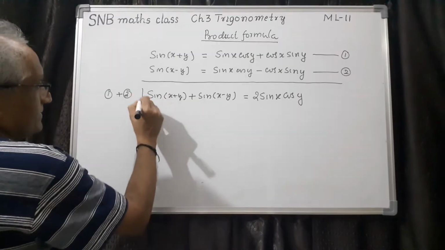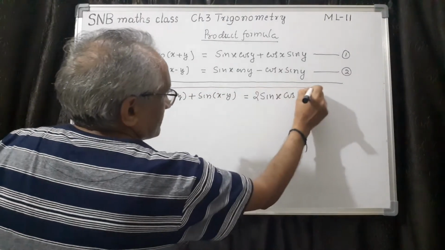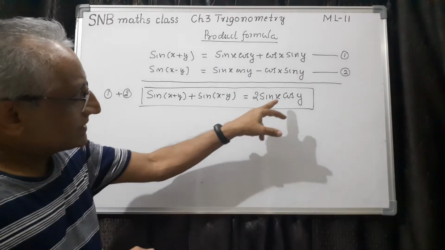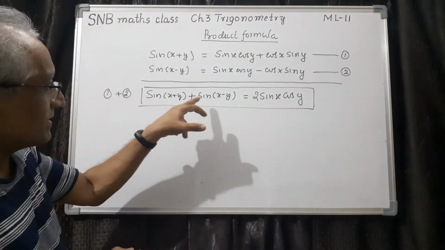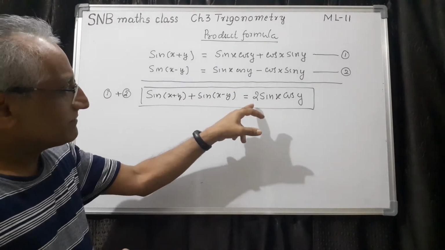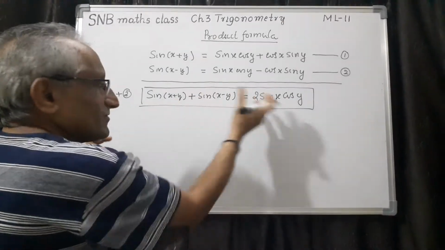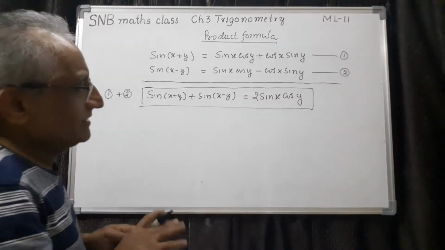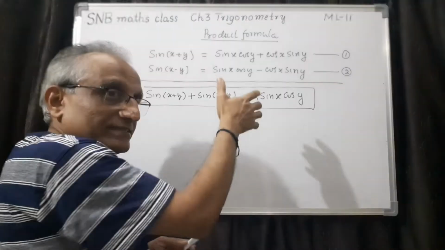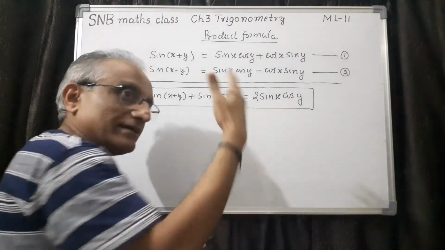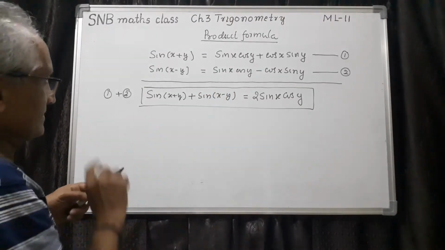So this is one formula you have to remember. You can either remember 2 sin x cos y equal to sin of x plus y plus sin of x minus y, or the other way around. Both are the same, but normally we write this on the left hand side so that it is easy to compare. So this is the first thing.